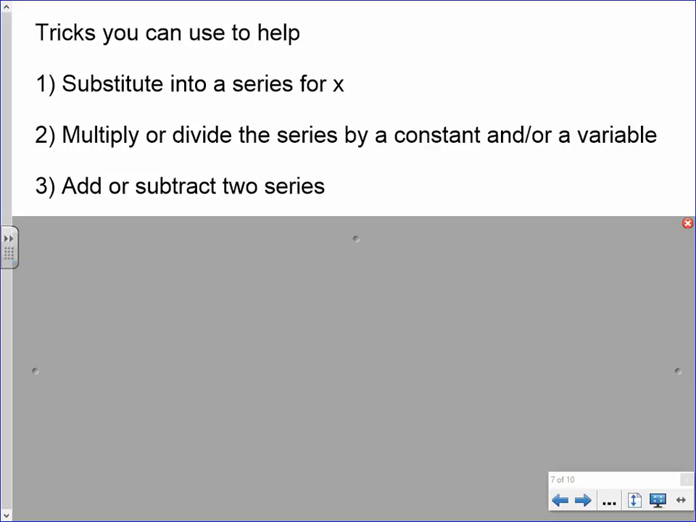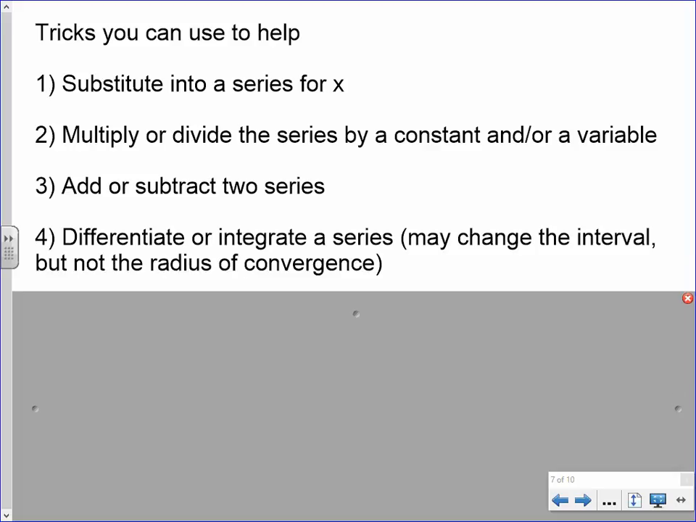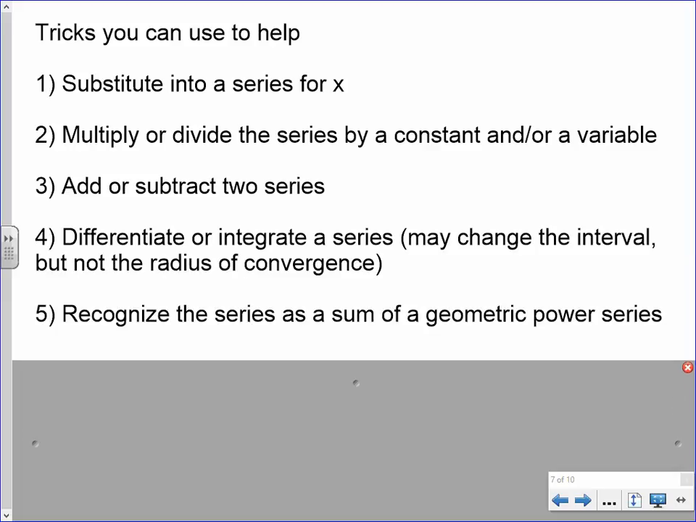And then some tips that we already know. We know that we are allowed to differentiate or integrate a series. And we know that we can look for geometric power series to help us. Okay, so those are two things that we talked about a lot in this weekend's video. Okay, so what we're going to do today and tomorrow is focus on those first three. Tomorrow we'll do a little bit with the differentiate and integrate as far as Taylor series are concerned.